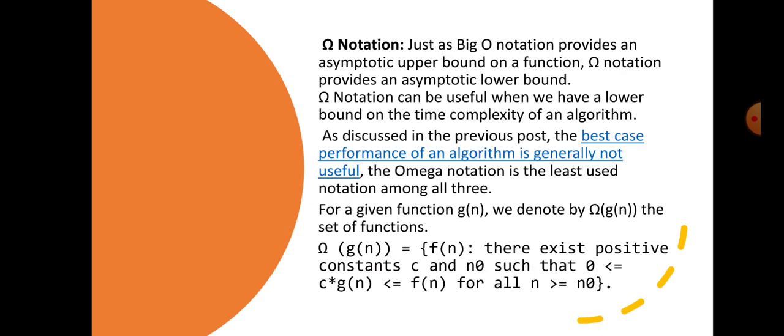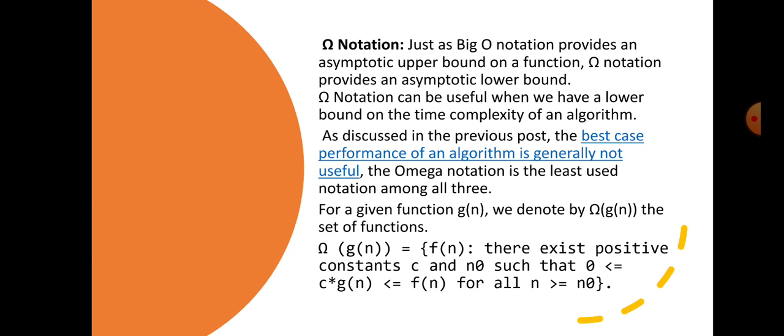Omega notation. Just as big O notation provides an asymptotic upper bound on a function, omega notation provides an asymptotic lower bound. Omega notation can be useful when we have a lower bound on the time complexity of an algorithm. As discussed in the previous post, the best performance of an algorithm is generally not useful. The omega notation is the least used notation among all three.